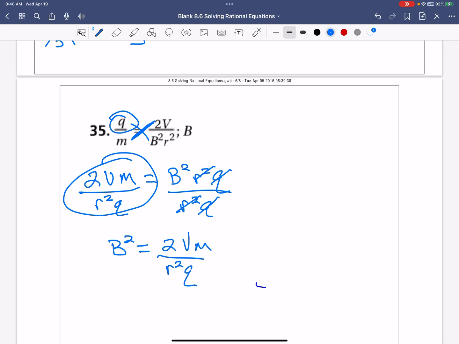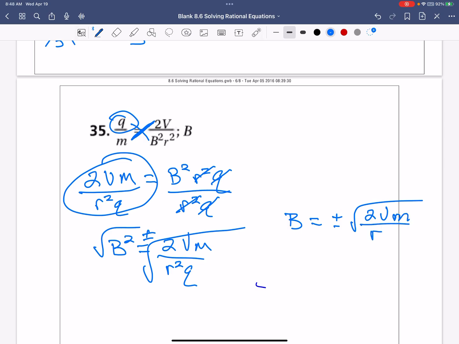And then how do we get rid of a square? We square root both sides, not forgetting the plus or minus. Okay, so square root plus or minus. Final answer then is b equals plus or minus square root of 2vm over r squared q. This square root goes all the way to the bottom there.